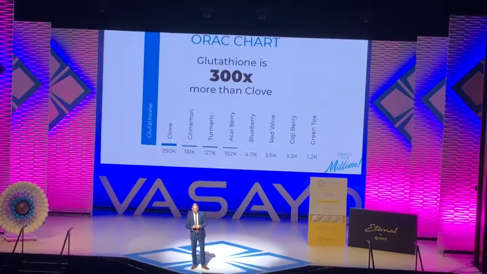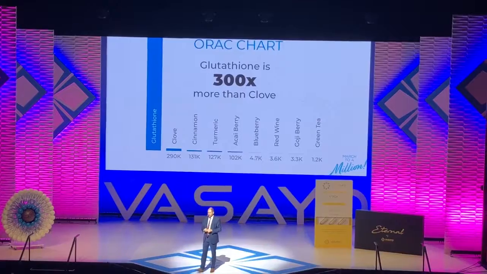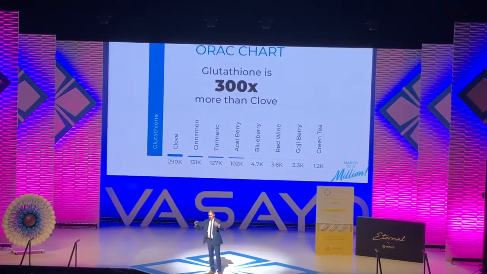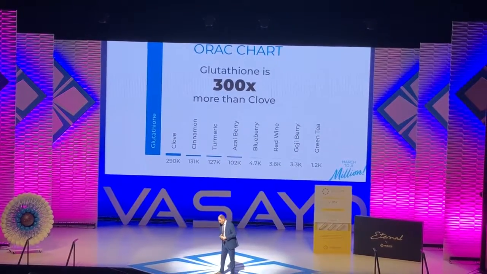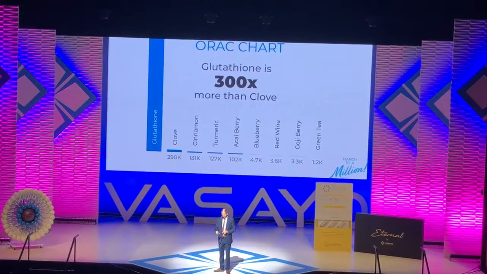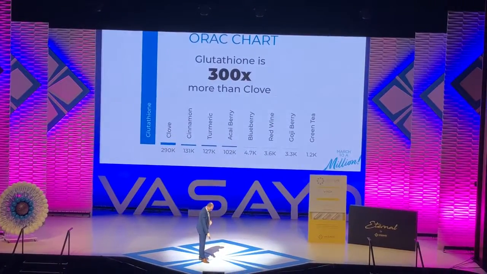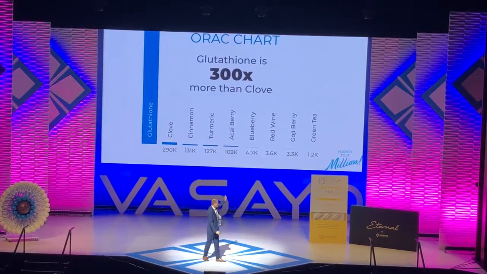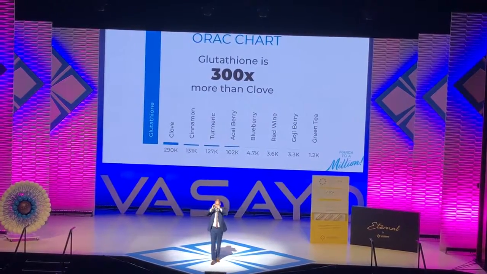So the ORAC chart, we've all heard of this term before. The ORAC score is the oxidative reactive strength of any particular chemical or substance. You really can't see on the screen here. I'm going to try to point it out. Oh yeah, the screen's too bright back there, but look all the way down at green tea. There's just going to be a hair-thin line at the bottom.